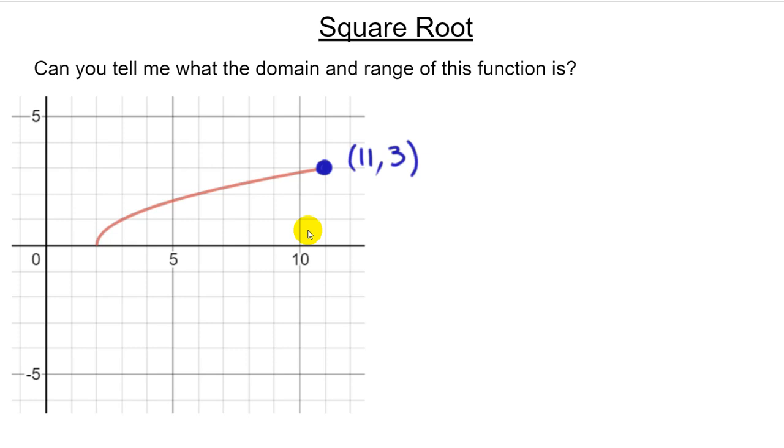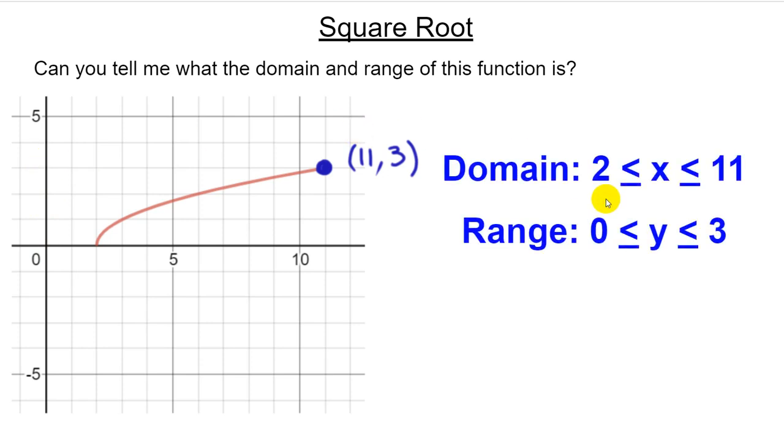So if you had to tell me the domain and range of this, we're just looking at the x's. So the x's for a domain, in this case, would go from 2 to 11, it looks like. So 2 less than or equal to x less than or equal to 11. And the range is just going to go from here. So range just goes from, it looks like, 0 less than or equal to y and less than or equal to 3. There we go. Okay, so that's what we have there.